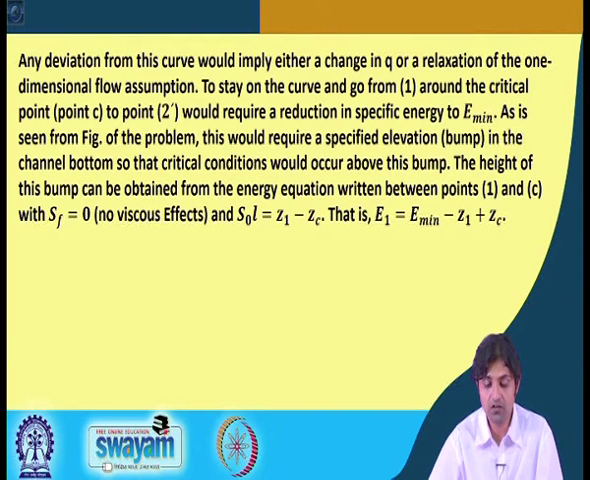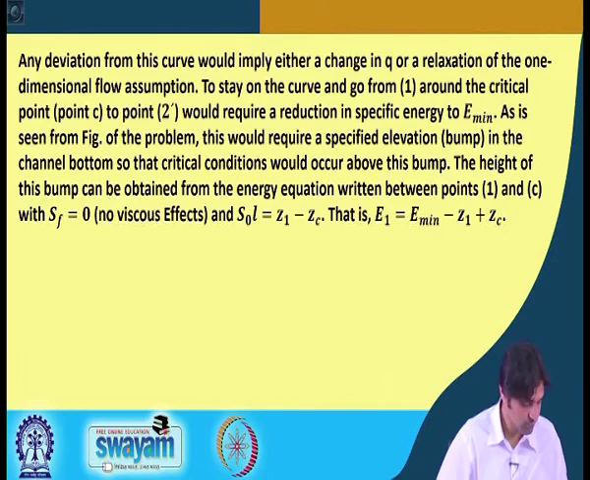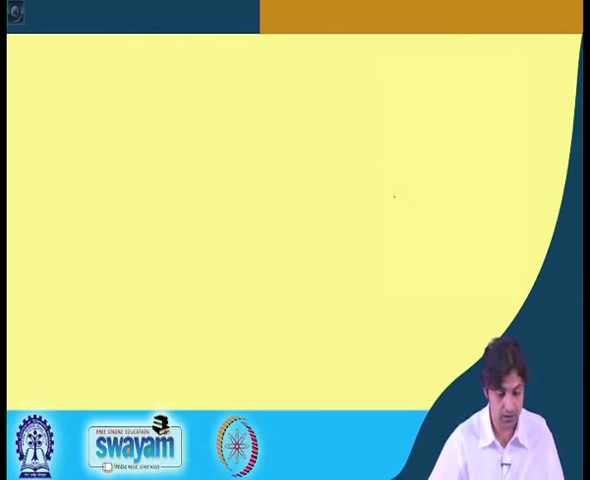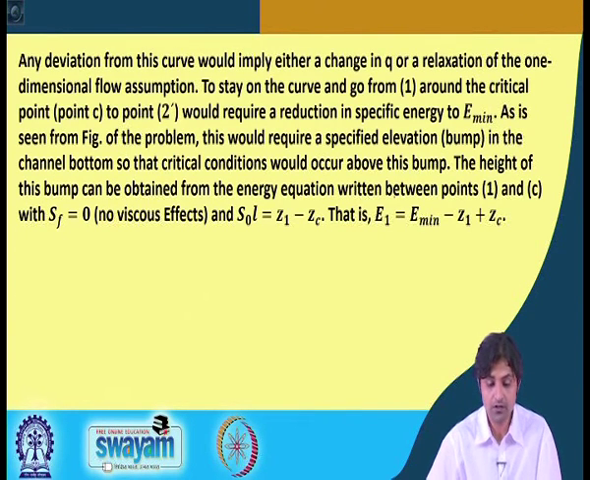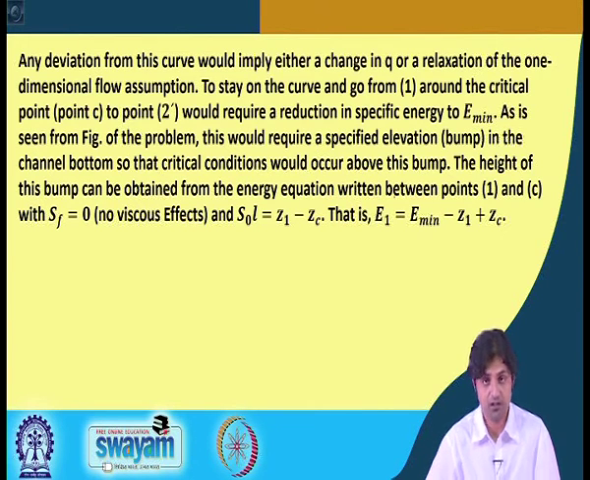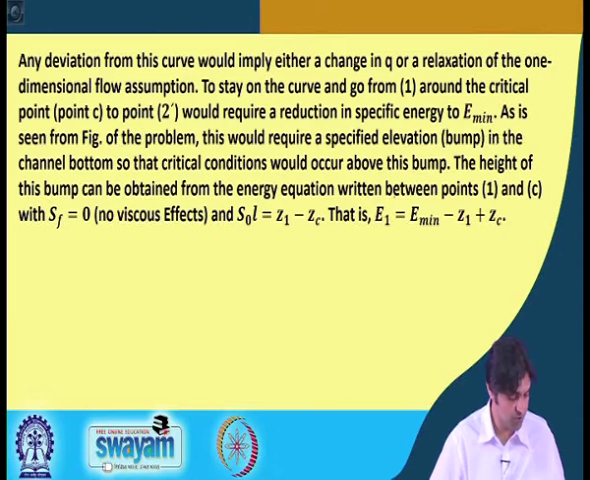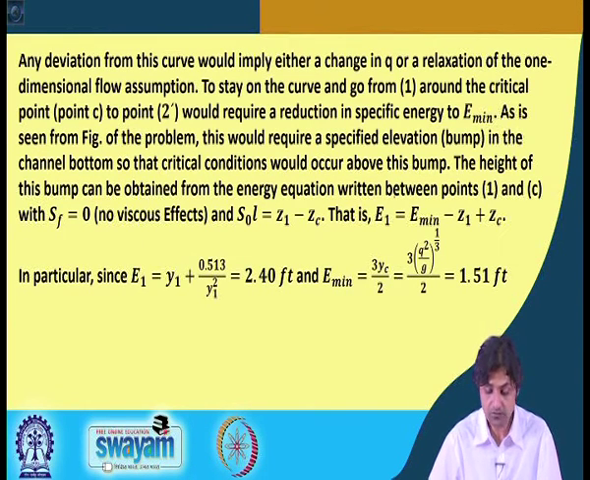To stay on the curve and go from 1, so this is the point 1, to the critical would require a reduction in specific energy to E minimum. As is seen from figure of the problem, this would require a specific elevation bump in the channel bottom so that the critical conditions would occur above this bump. The height of this bump can be obtained from the energy equation written between point 1 and C with SF equal to 0.